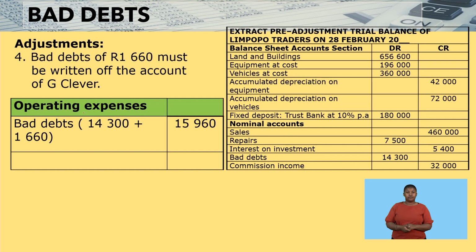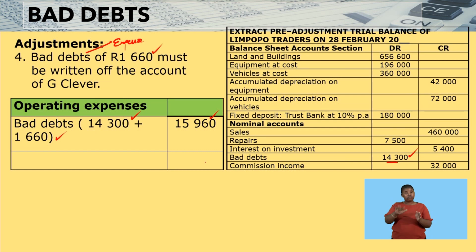When we come here, we will say the amount that is in the list of balances. Remember, we're in the statement of comprehensive income. This bad debt becomes an expense. All right? So we say our bad debts is 14,300. This is from the list of balances. And then we come and add 1,660. So we say plus 1,660. Then we end up with 15,960. We have added the 1,660, which is bad debts.